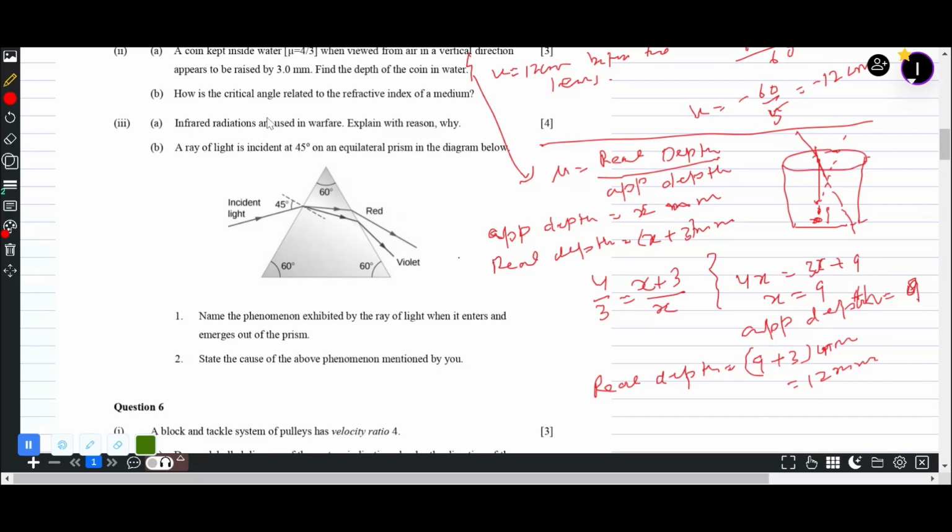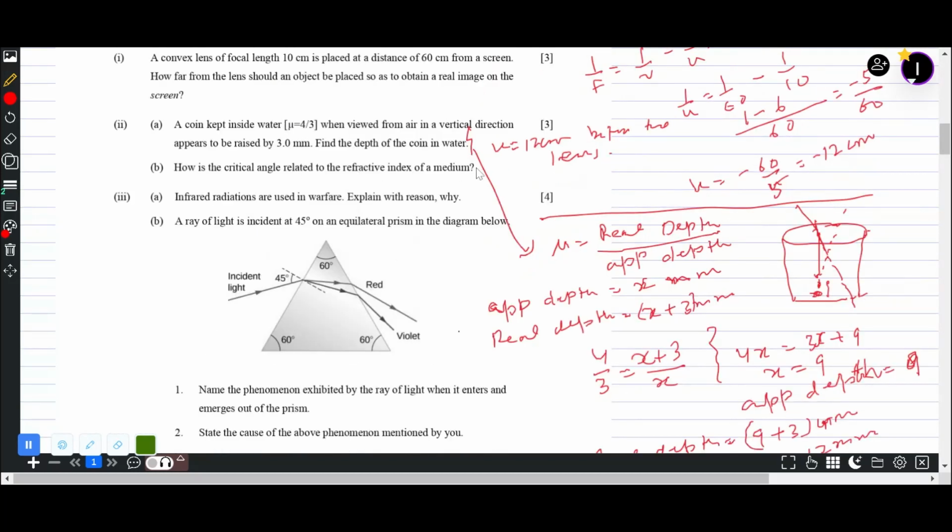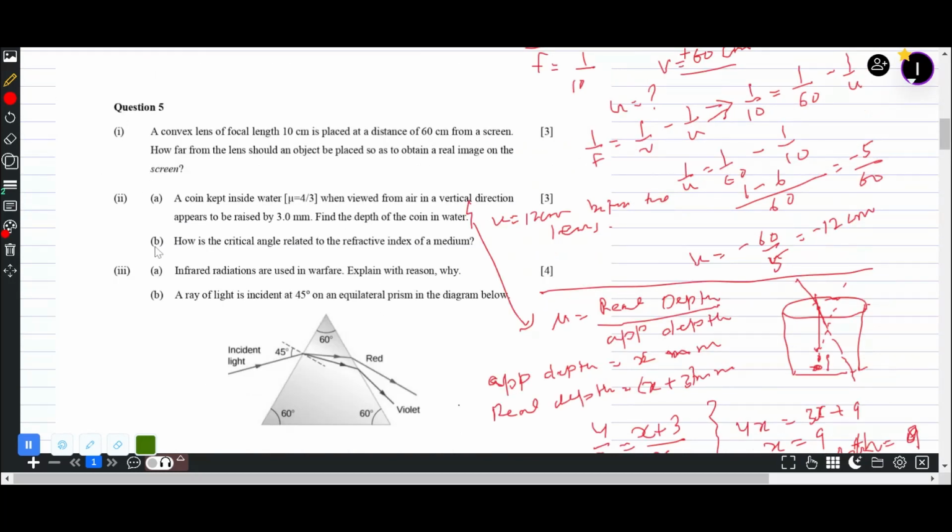Now next is: how is the critical angle related to the refractive index of a medium? Question number 5B. For a critical angle, light has to go from a denser medium to a rarer medium. And what happens in the rarer medium? It actually emerges at 90 degrees. So sin r is equal to sin 90. Because we are talking of a rarer medium, we always write sin inverse 1 by mu.